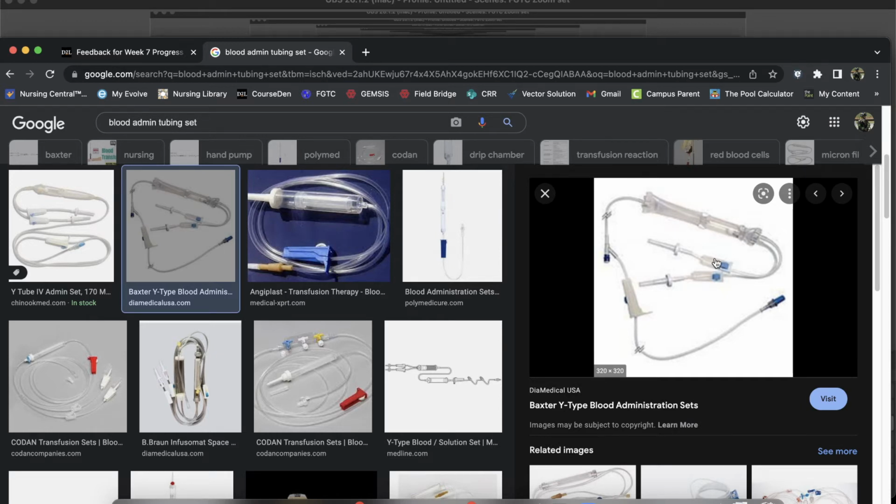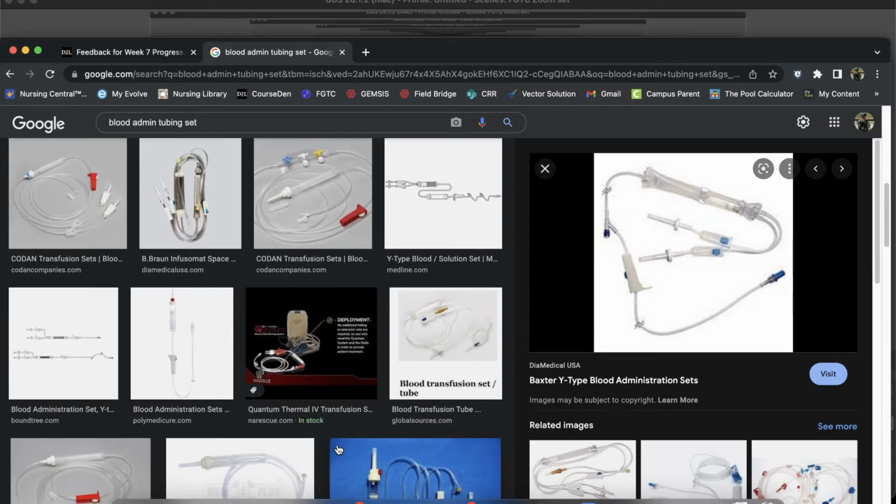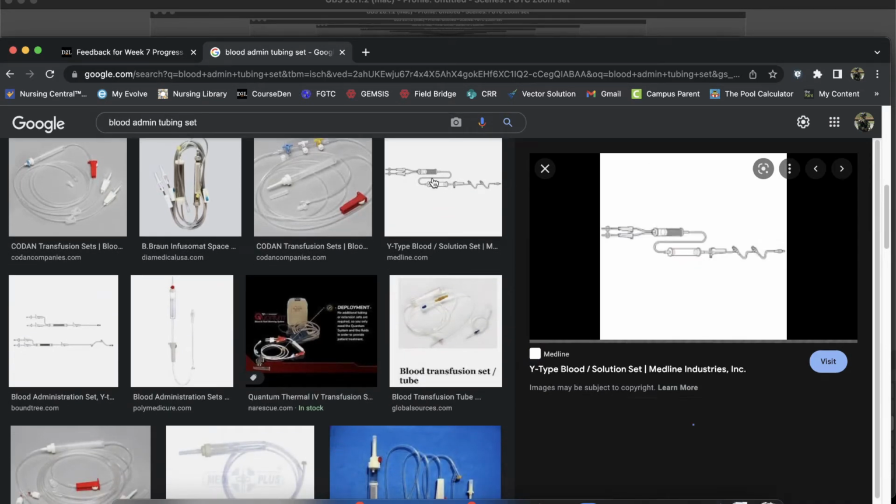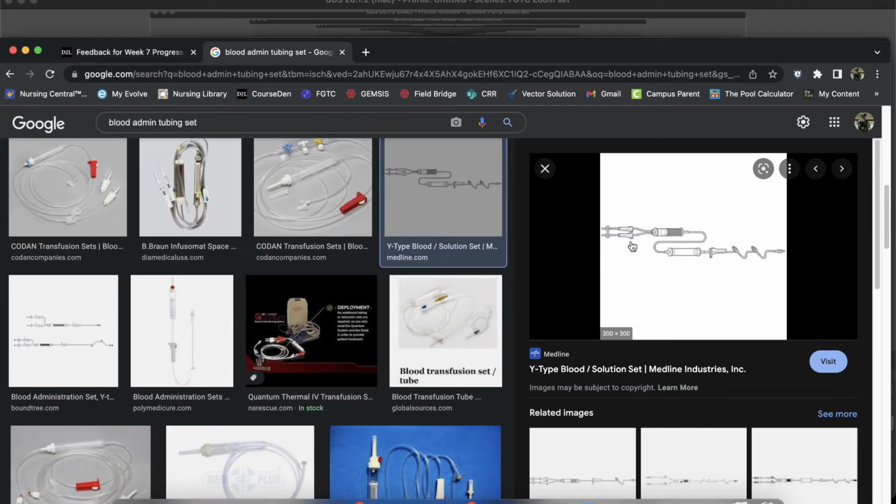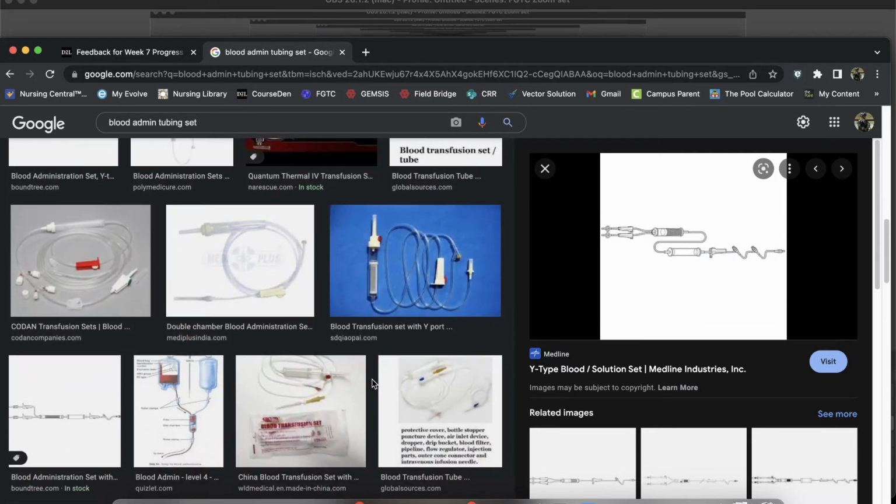These filter chambers are intended to prevent the passage of clots into the patient. So any clot that formed in the blood, in the bag or the tube, will get caught in that filter and not go into the patient's vasculature. So here's another example of the blood tubing, or Y-type blood tubing, right?